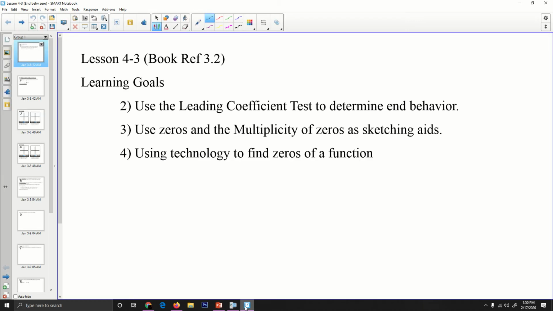So today we are going to use the leading coefficient test to determine end behavior. We're going to use zeros and multiplicity of zeros as sketching aids, and we're going to use technology to find the zeros of a function.